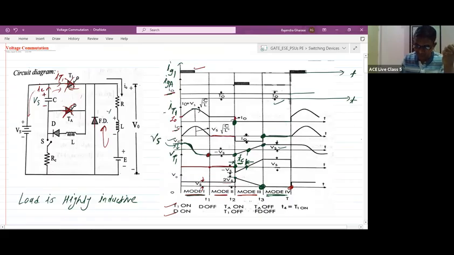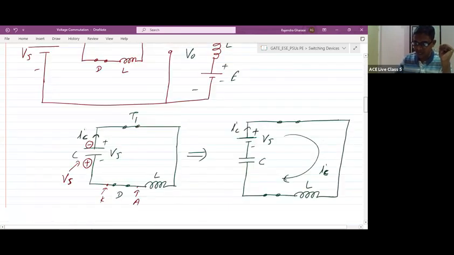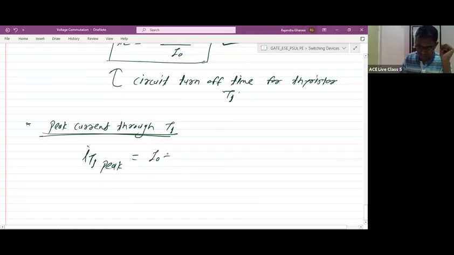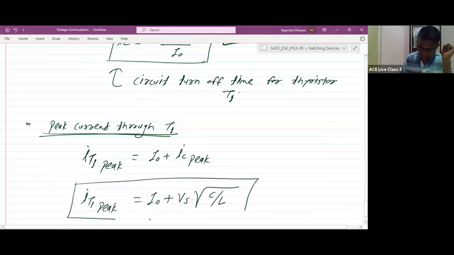So this is the peak value of capacitor current, Vs under root C by L. And that's why the peak value of current through thyristor T1 is I0 plus Vs under root C by L. So it is I0 plus IC peak, which can be written as I0 plus Vs into under root C by L. This is your IT1 peak.